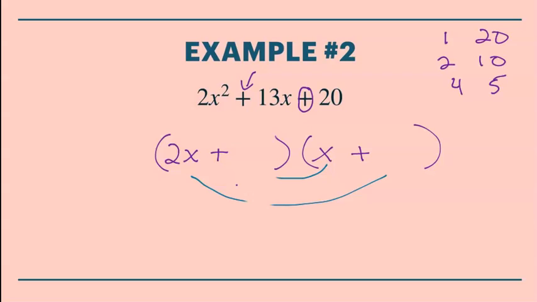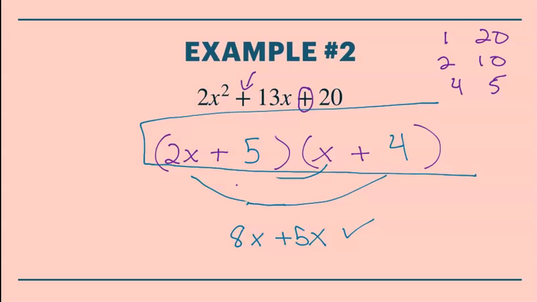So I'm going to try different numbers. I'm going to switch the 4 and the 5. What happens if I put the 5 here and the 4 here? All right. Well, now 2x times 4 is 8x, and 5 times x is 5x, and 8x plus 5x does equal 13. So by moving those guesses around, I've come up with the correct factorization. So the answer to this problem is 2x plus 5 and x plus 4, but I had to play around with it a little bit before I got there.